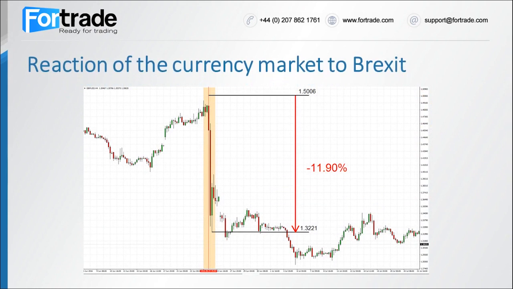So, the initial reaction of the currency market to Brexit. As many economists predicted, the markets would not be kind to the British pound in the event of a vote for Brexit. On the date of the referendum, when the results were announced, on the 23rd of June 2016, the GBP-USD currency pair collapsed by more than 11%, as you can see here, around 11.9%. Similar losses were recorded against multiple currencies by sterling on that day.